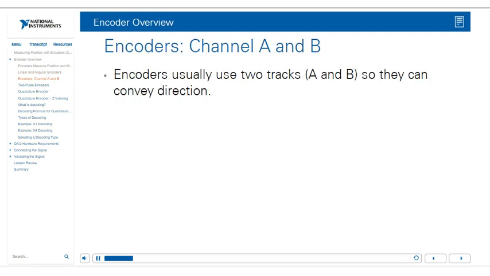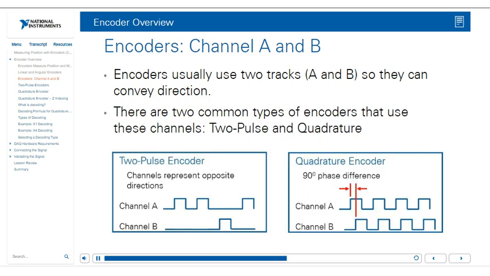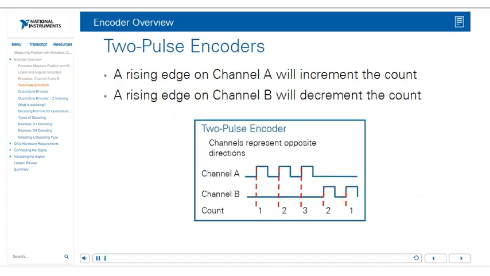In order to convey direction, encoders usually use two tracks, A and B. The two common types of encoders that use these two channels are two-pulse encoders and quadrature encoders. In a two-pulse encoder, channels A and B represent opposite directions. A rising edge on channel A will increment the count, while a rising edge on channel B will decrement the count.